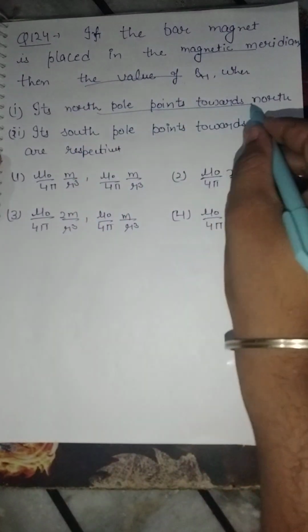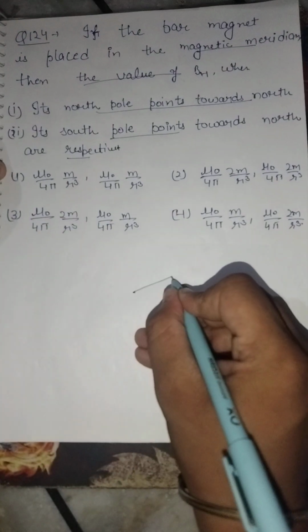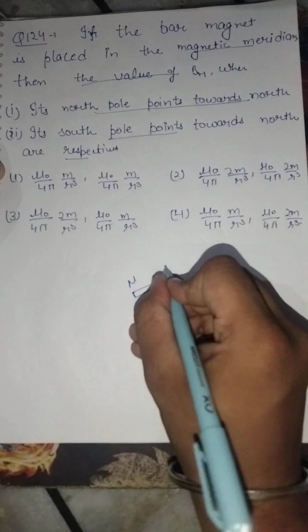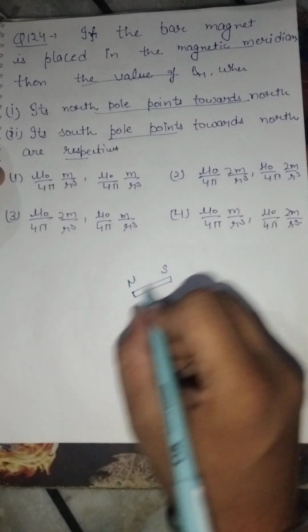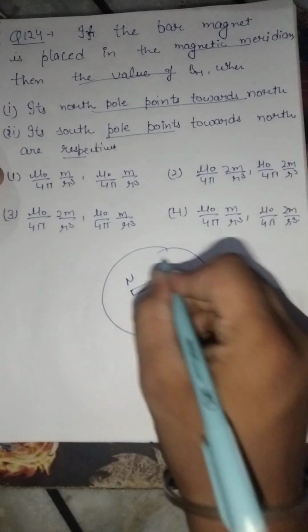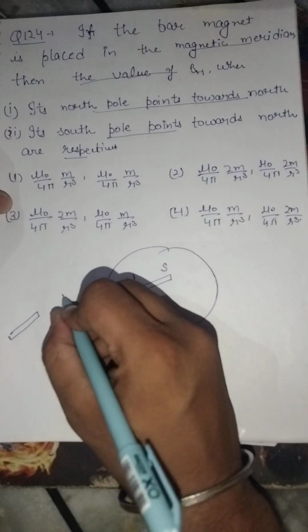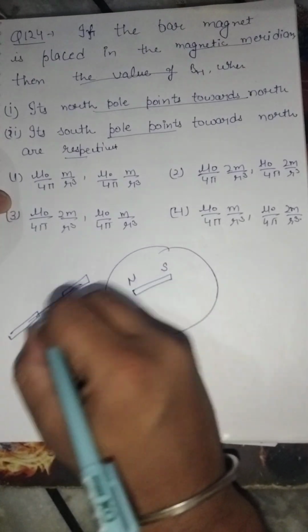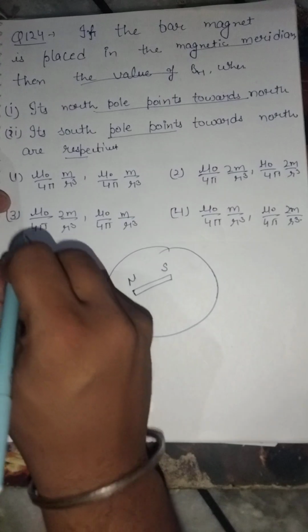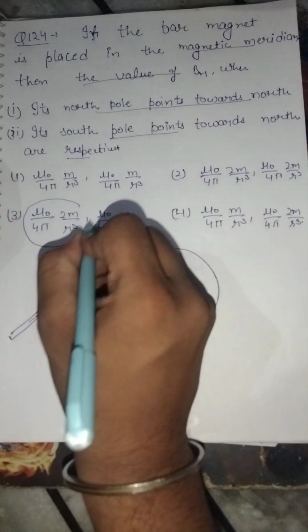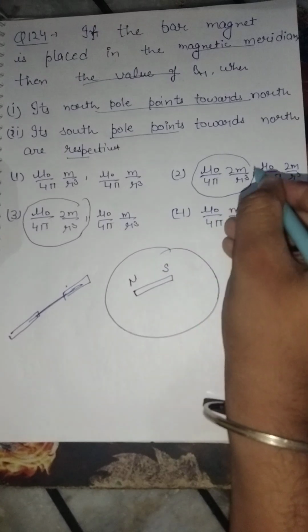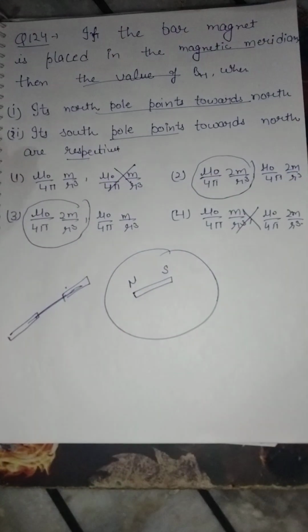Our next question 124 is: if the bar magnet is placed in the magnetic meridian, find the value of B_H, if its north pole points toward north and south pole points toward south. A bar magnet, north and south, is placed in the magnetic meridian. When the north pole is lying toward north, it comes in the axial position. So in the axial position, our formula is mu naught by 4 pi into 2 m by r cube. These both options are incorrect.